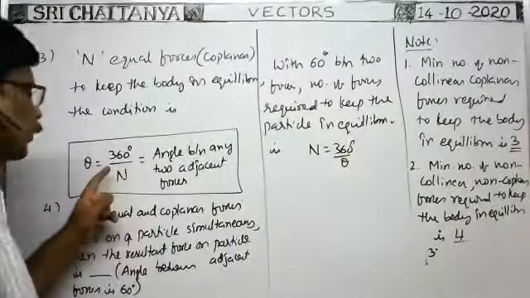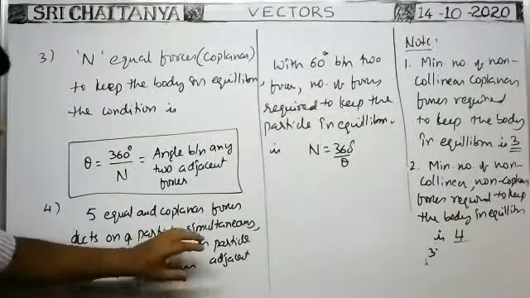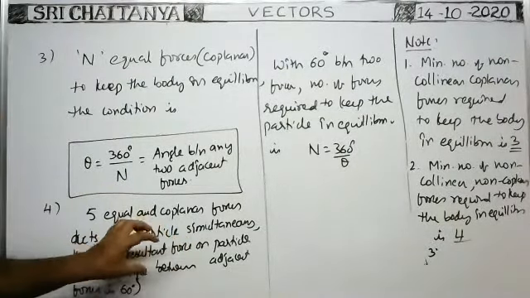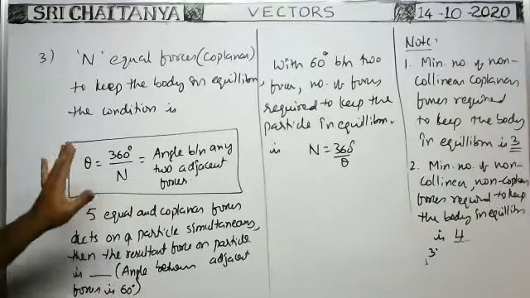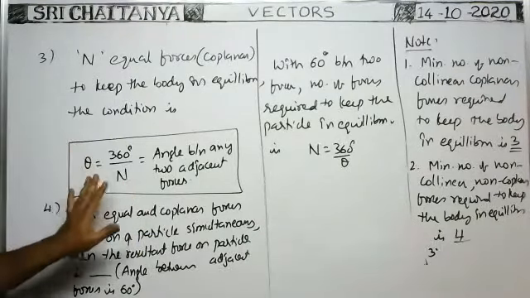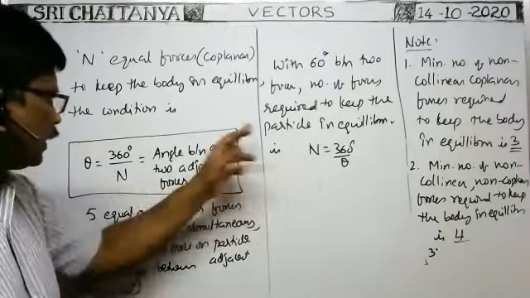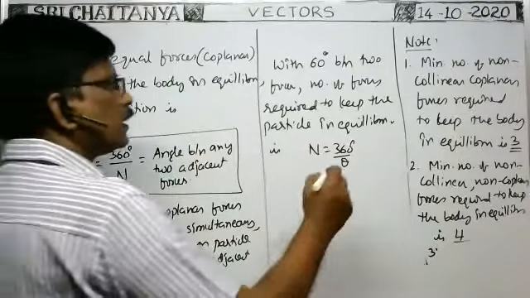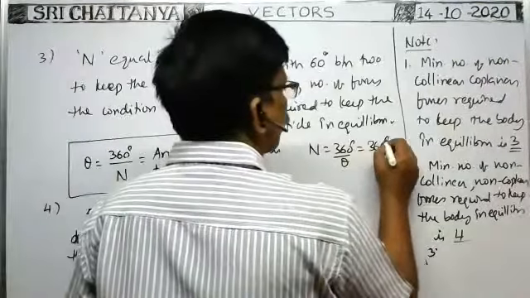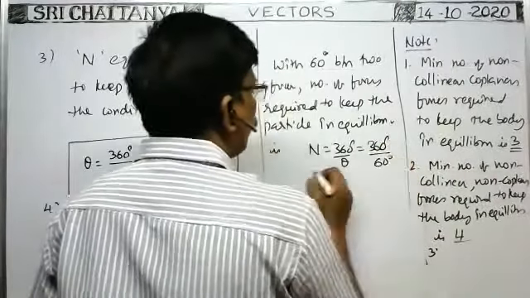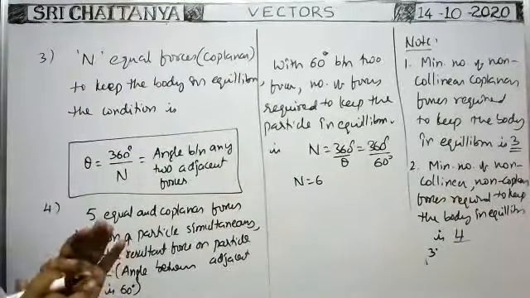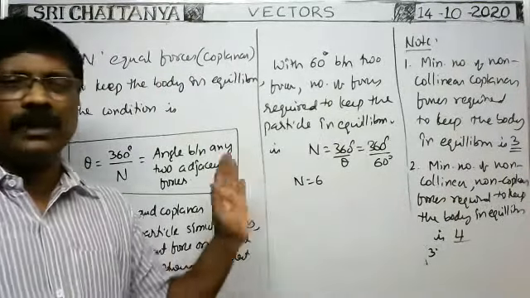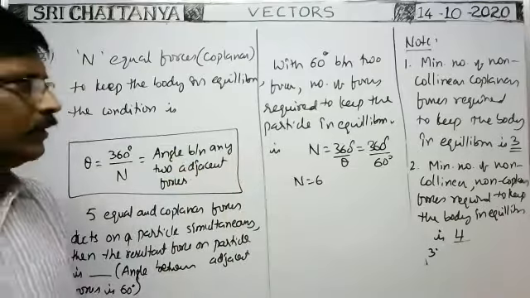Here, when we take equal coplanar forces with the angle between adjacent forces being 60 degree, the number of forces required to keep the body in equilibrium is n is equal to 360 by theta, right? So this is equal to 360 by 60. Therefore n is equal to 6. 6 forces are required but only 5. That's why definitely the particle cannot be under equilibrium. The particle will not be under equilibrium.